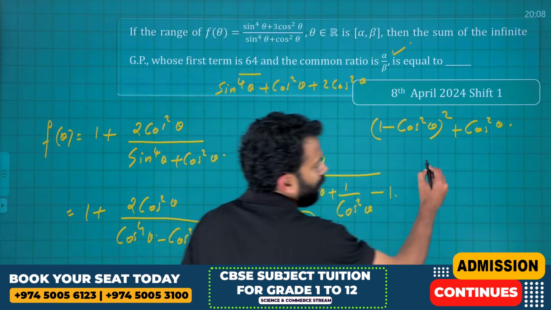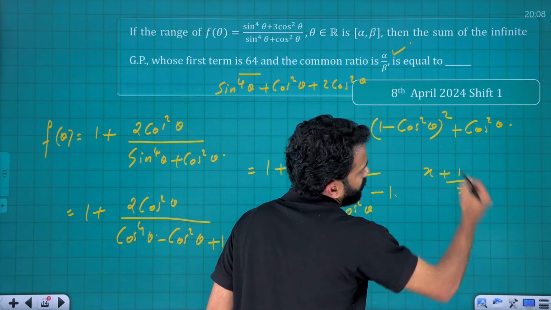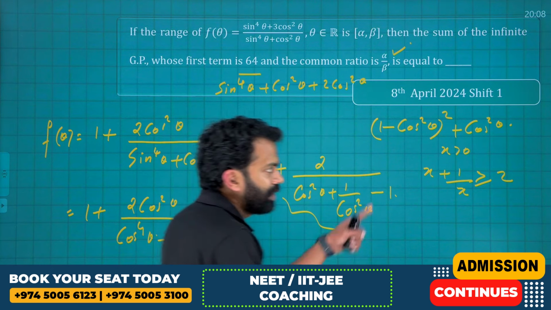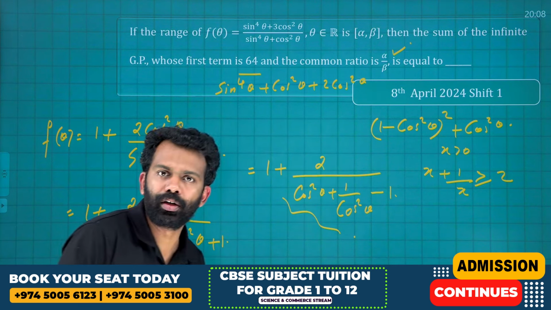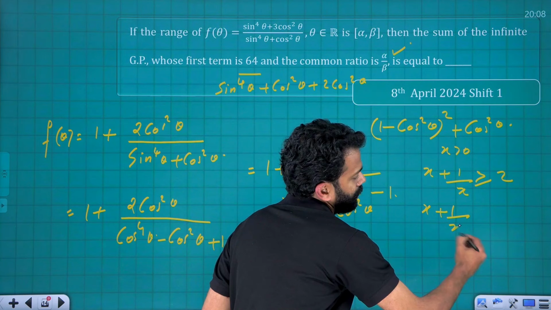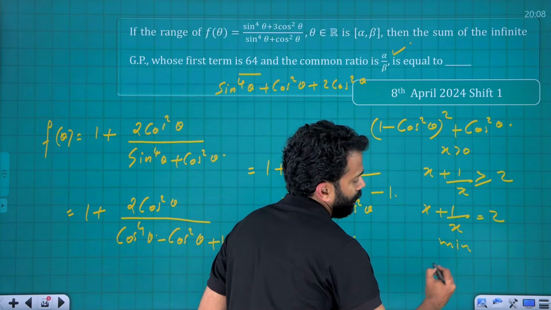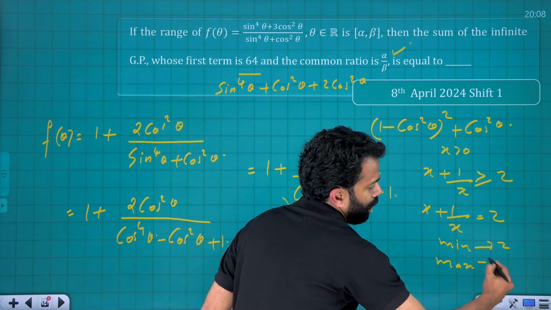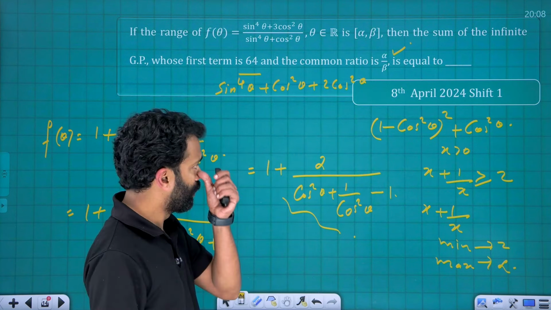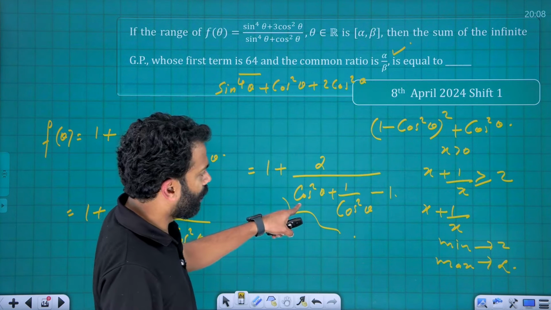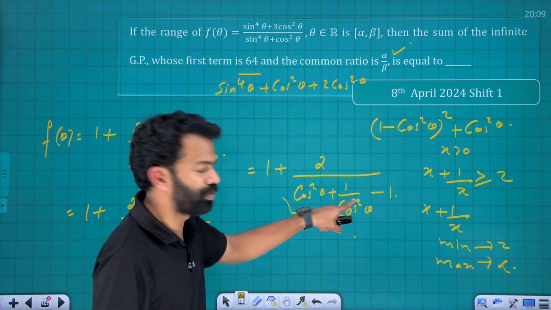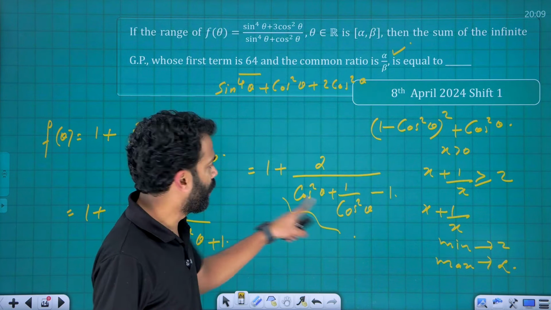You know that if a number is expressed like x plus 1 by x, if x is greater than 0, then it will always be greater than or equal to 2. And if it is less than 0, it will be less than or equal to minus 2. So what is the minimum value here? For x plus 1 by x, the minimum is 2 and the maximum is infinity. So let's go for that. What is the minimum value of this one? 2, right? If it hits 2, the denominator will be 2 minus 1, that is 1, and 2 by 1 is 2, and 1 plus 2 is what?